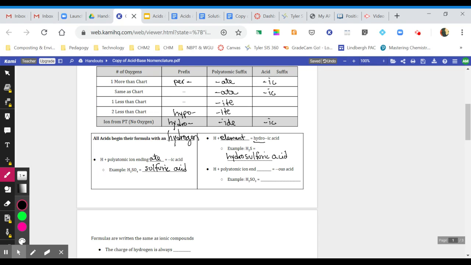And then if we have a polyatomic ion that ends in ite, the ite changes to OUS. So for either one of these, for subtracting one oxygen or subtracting two oxygens, the ending would be OUS. So our example here is H2SO3. SO3 is sulfite, so it becomes sulfurous acid.